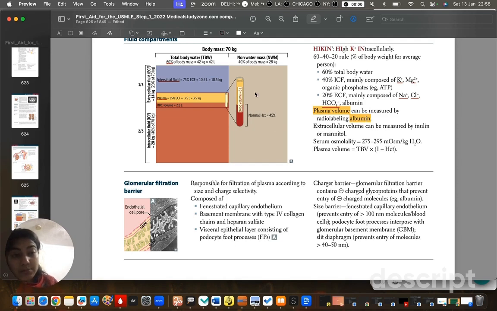Extracellular volume can be measured by inulin or mannitol. Inulin, we'll come to it, you use as a GFR measuring tool. It's a dye or something that's injected in your blood, and it doesn't get absorbed, it doesn't get secreted inside your cells. So whatever is injected comes out through your pee, all of it. So that's how you can measure your GFR.